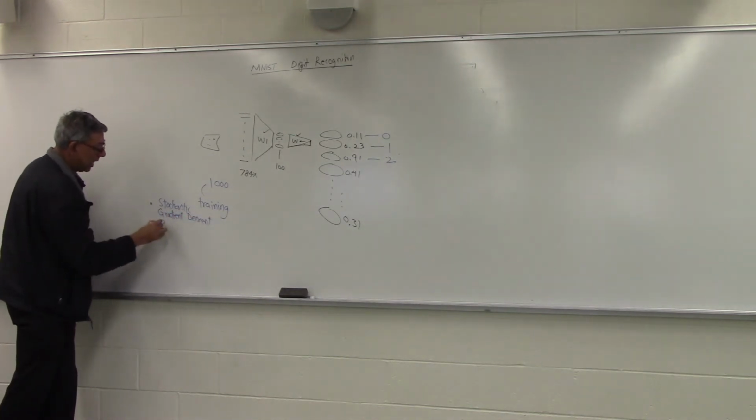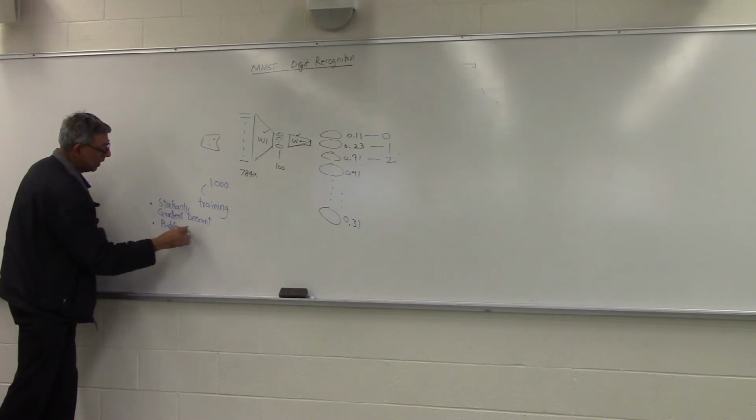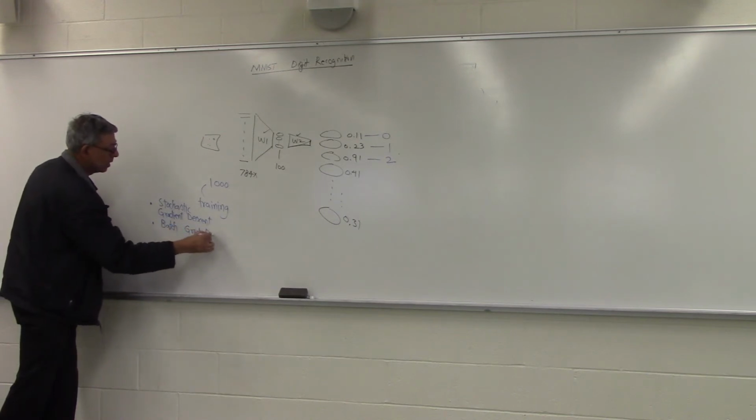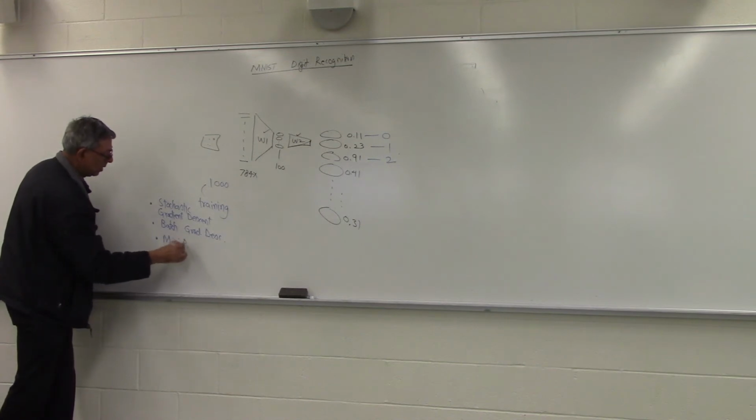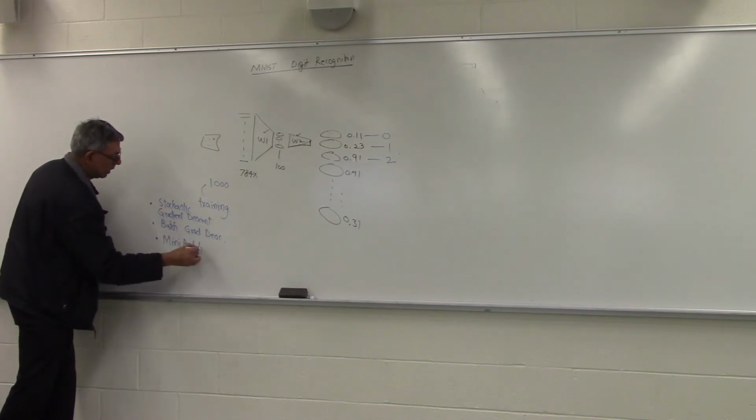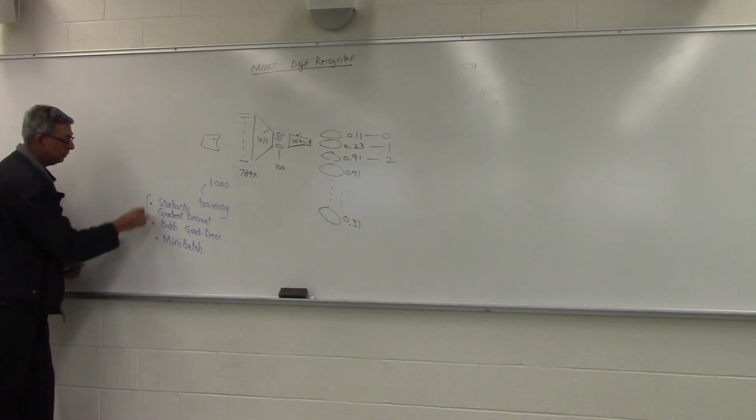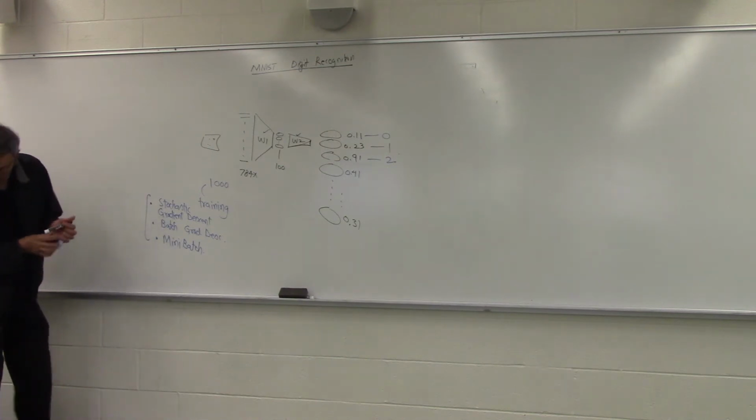Then there's the batch gradient descent. And then there's the mini batch. So what's the difference between these three? Let me just briefly go over.